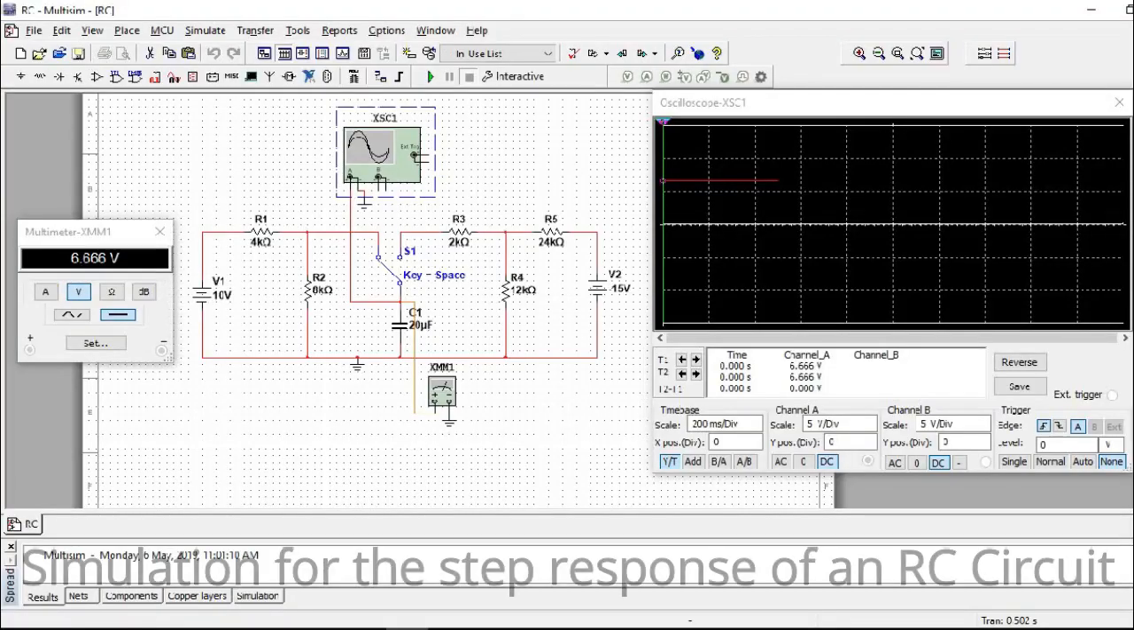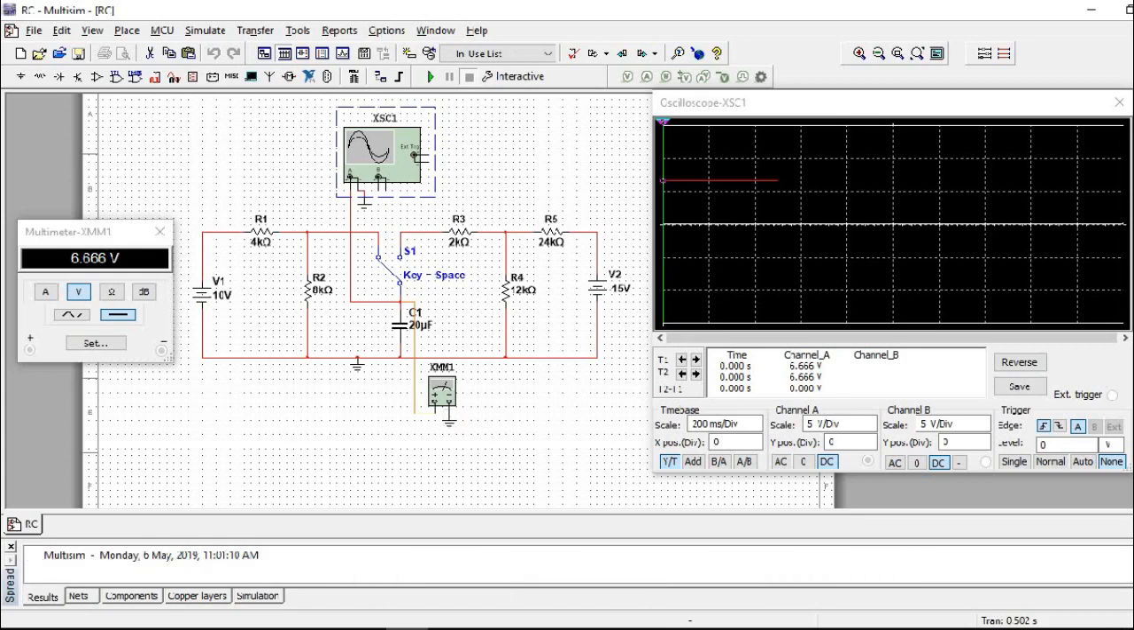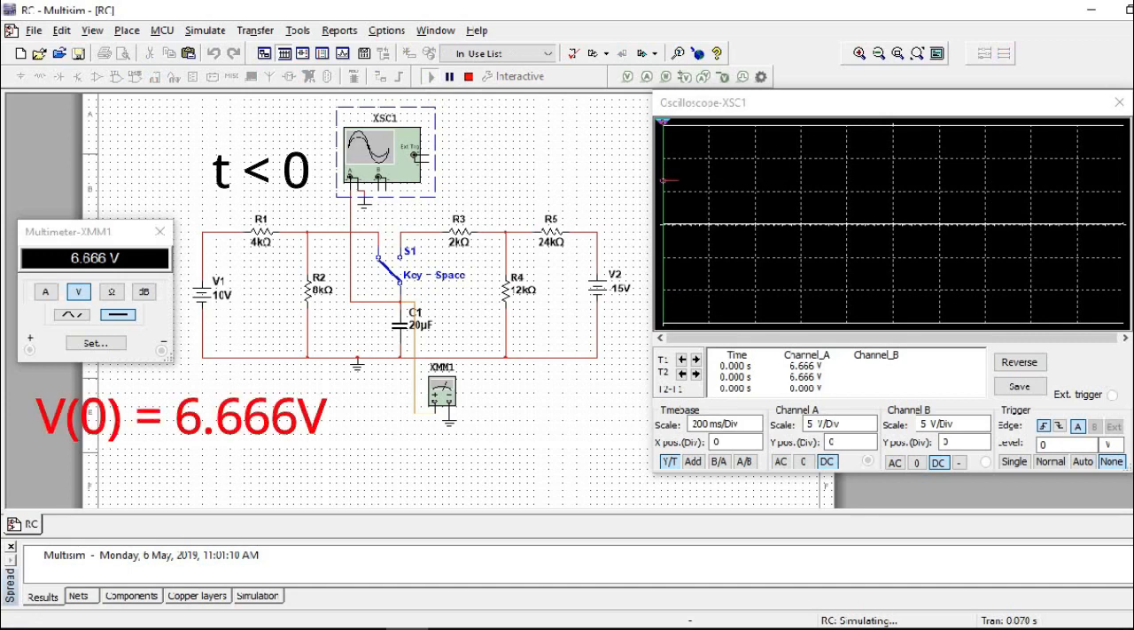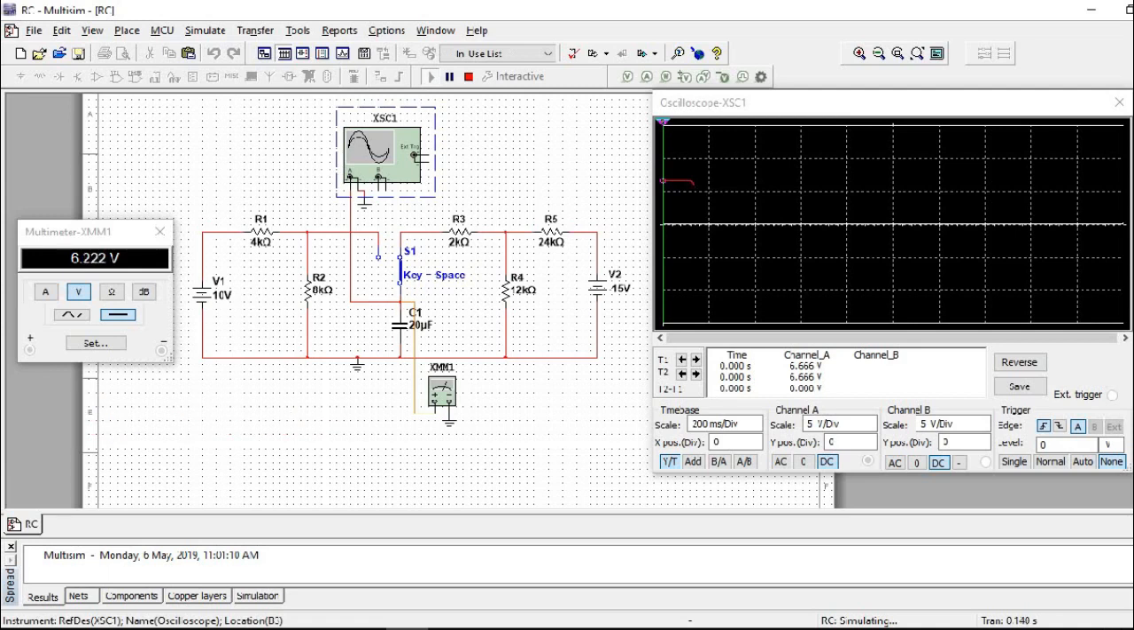So this is the simulation for the RC circuit from the question given. I already put an oscilloscope at the capacitor and a multimeter at the capacitor to show the value of voltage. So let's start the simulation. So this is t lower than 0. Then we switch, to find t more than 0.